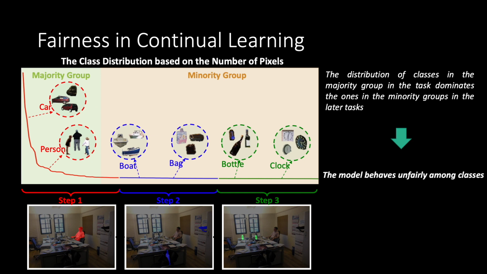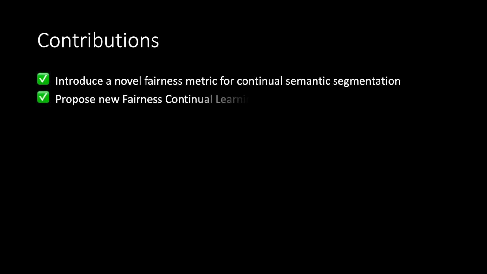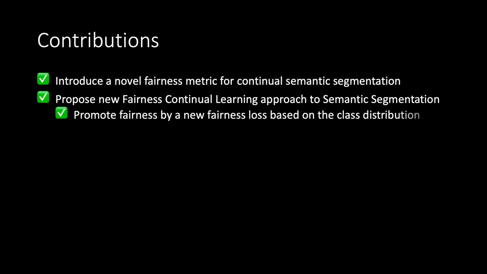To address the fairness problem, we introduce a novel fairness continual learning approach to continual semantic segmentation. In particular, first, we define the fairness metric for continual semantic segmentation. Second, based on the fairness metric, we propose a novel fairness continual learning approach by introducing a new fairness loss based on the class distribution.